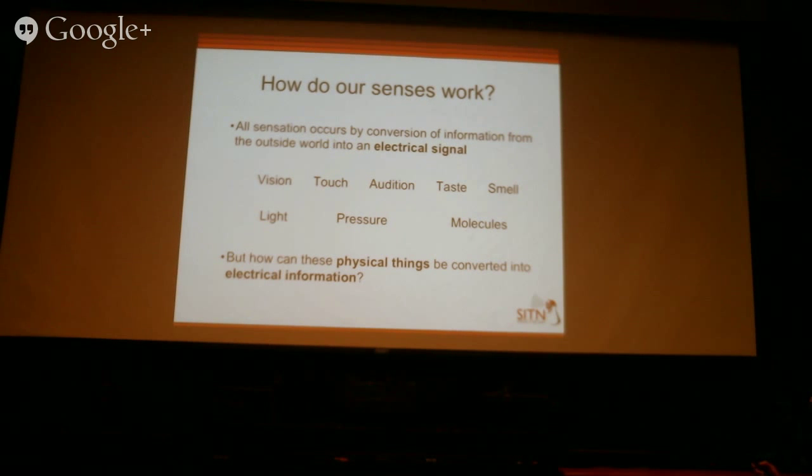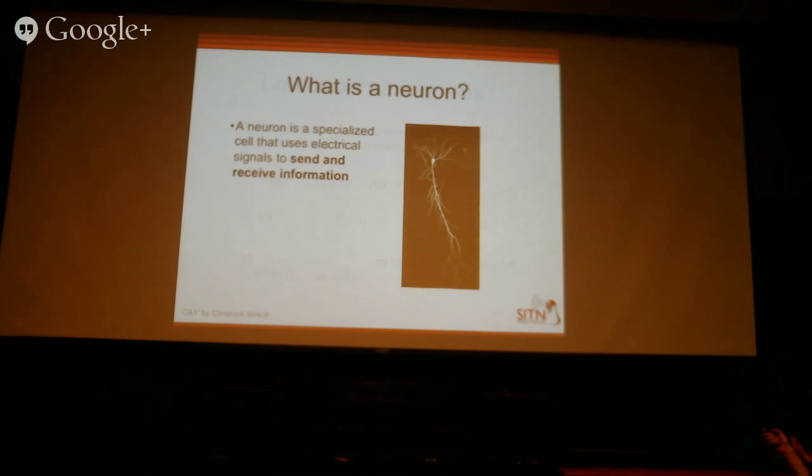Okay, but how can all these physical things be converted into electrical information? It seems crazy, right? Well, but before I can tell you, I need to back up a little bit and tell you a little bit more about a neuron. So a neuron is just a specialized cell that uses electrical signals to send and receive information. And this is another image of what a neuron looks like.